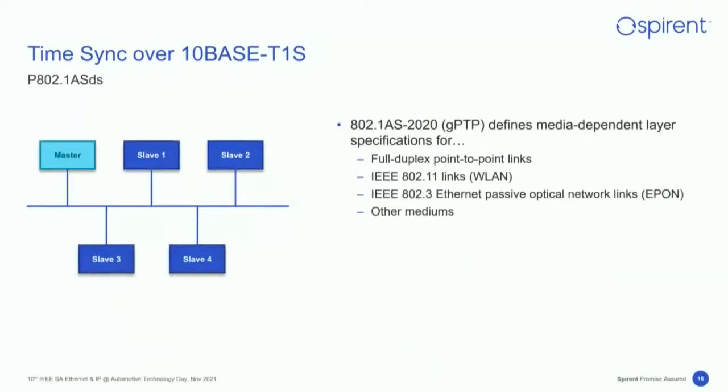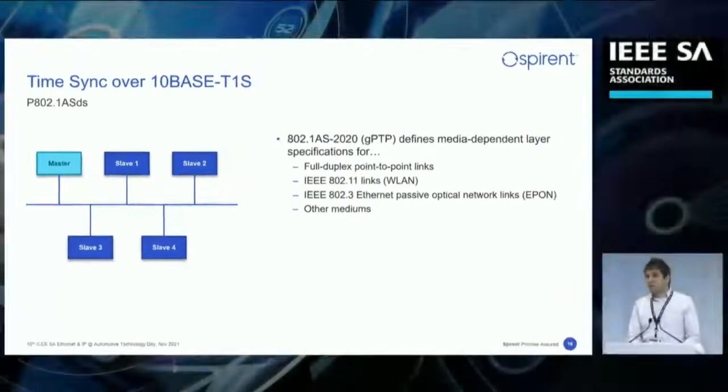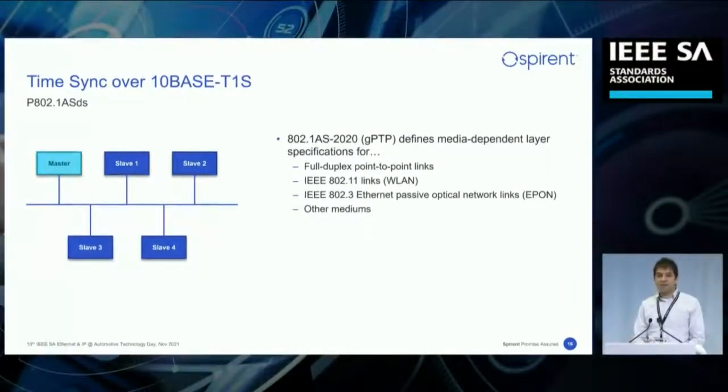In the future, we have 10BASE-T1S, and many exhibitors here have some setups showing this new technology. It has the potential to replace those CAN parts of the automotive network. Unfortunately, GPTP is not defined for 10BASE-T1S, so for multi-drop buses.